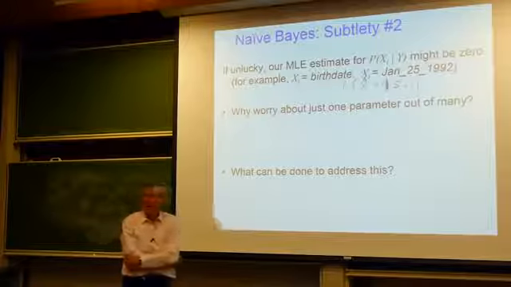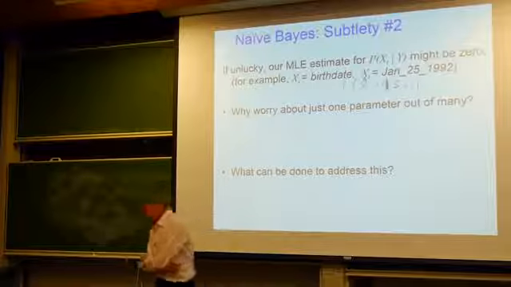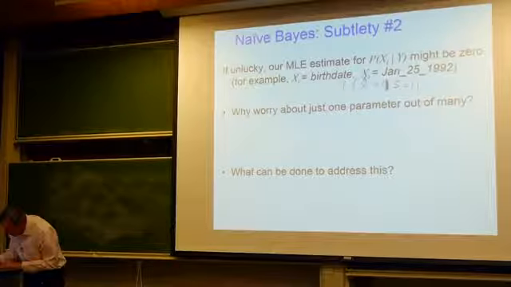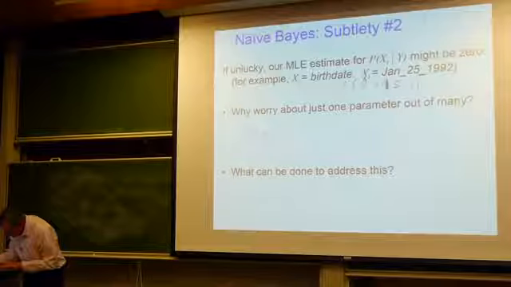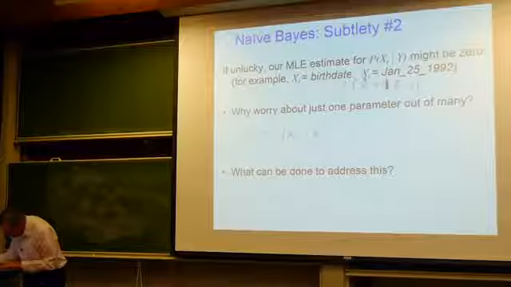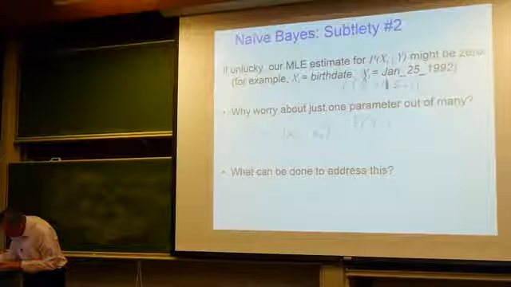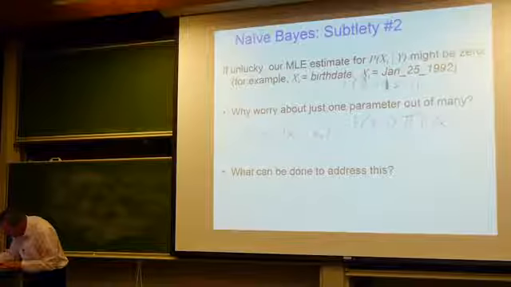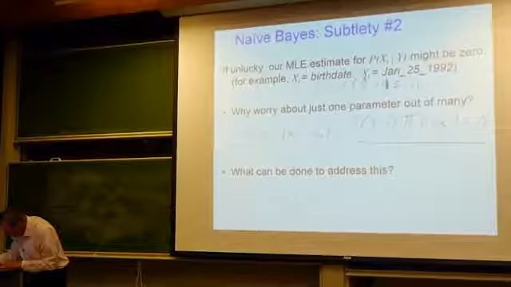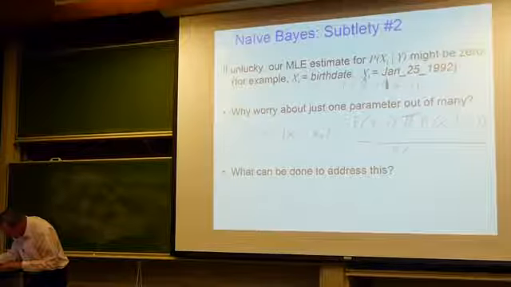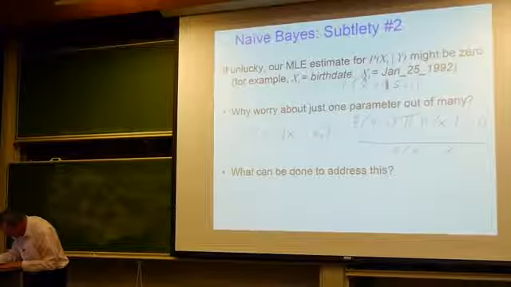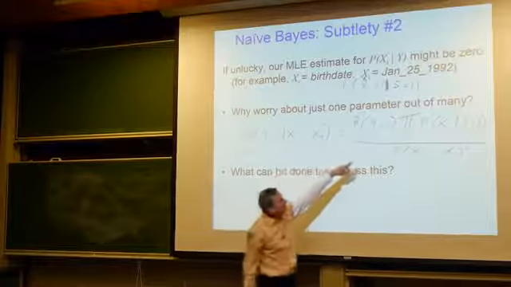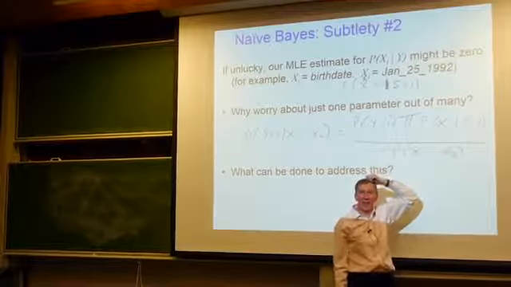And so we can get zeros. Now, why is that a problem? That's a problem because, remember, the way we're doing this, in this numerator, every one of those probabilities gets multiplied together.